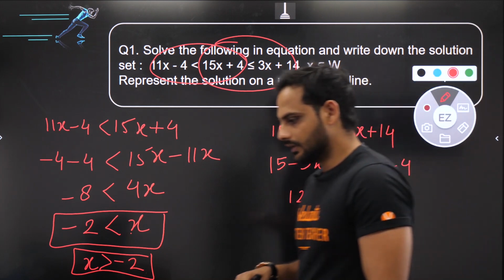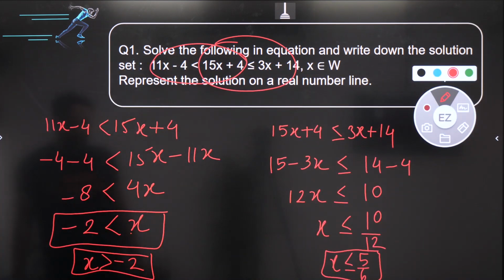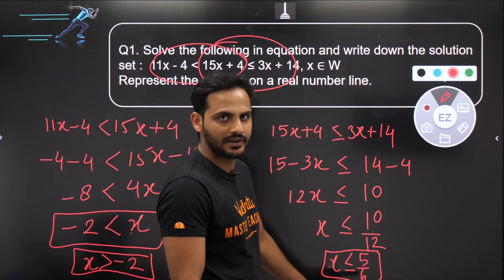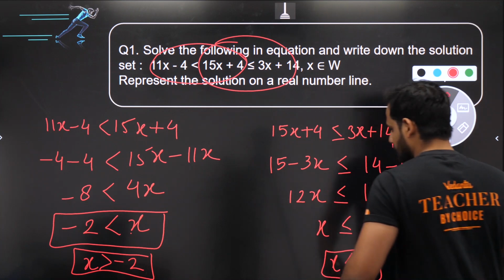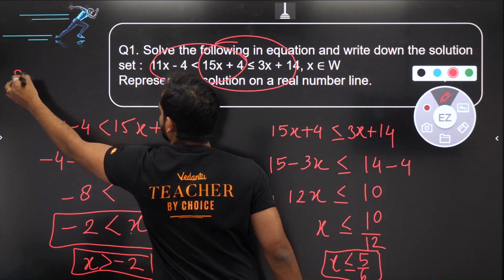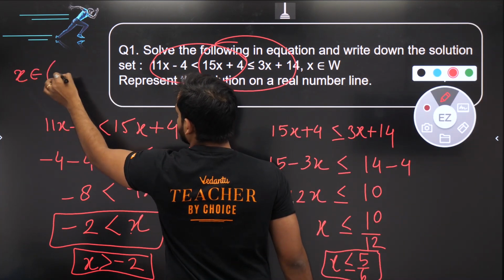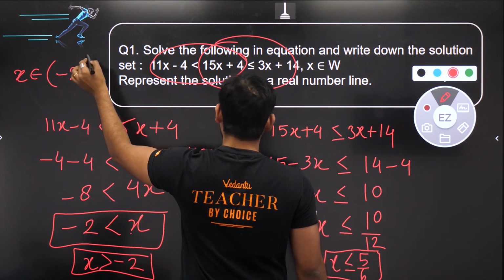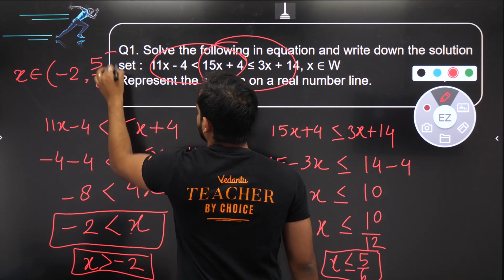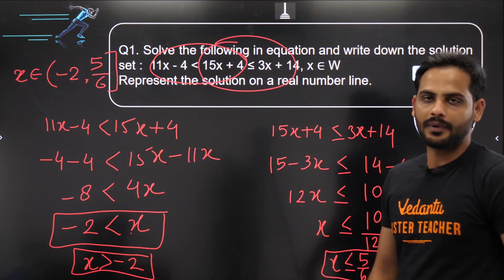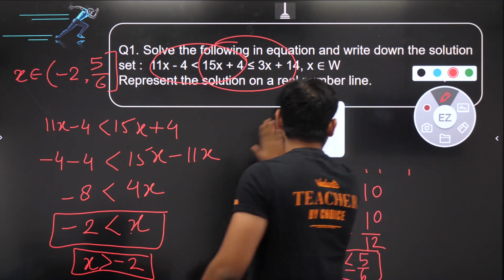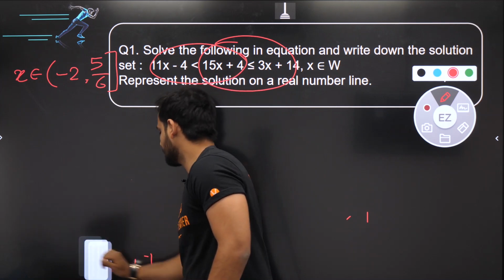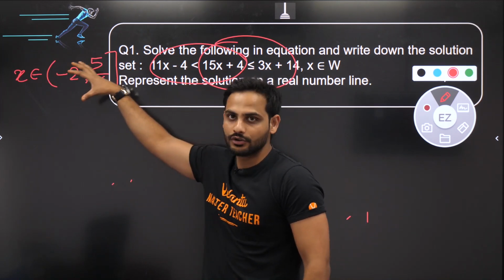Now, the values we are getting are that x has to be greater than minus 2, but it has to be less than or equal to 5 by 6. So the values of x we are getting are from minus 2, because it has to be greater than, to 5 by 6. This is the whole range here. If you look at this set, it is from minus 2 to 5 by 6, with 5 by 6 included.